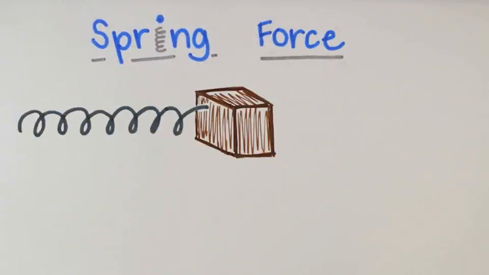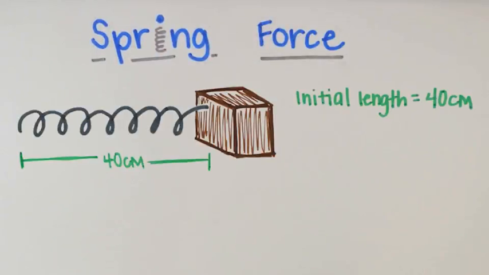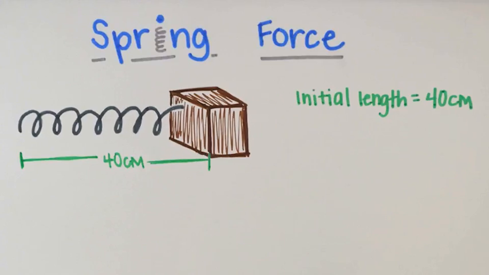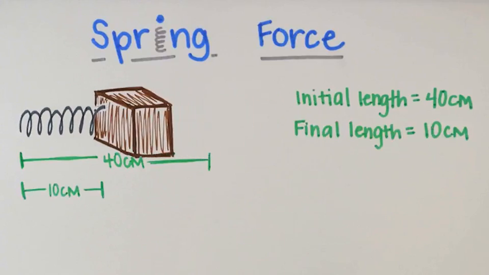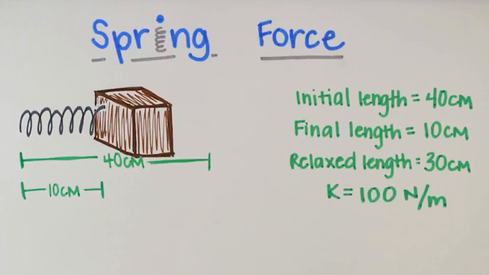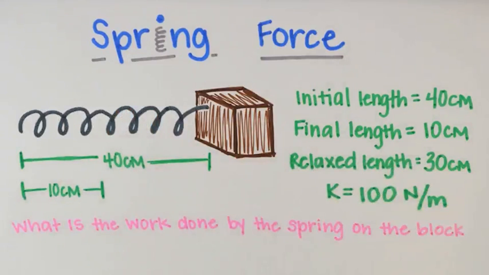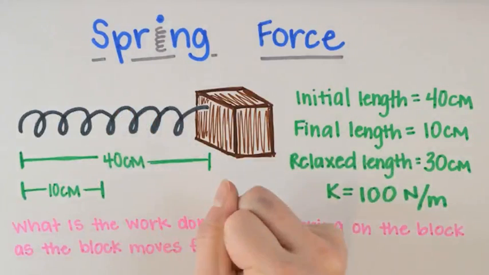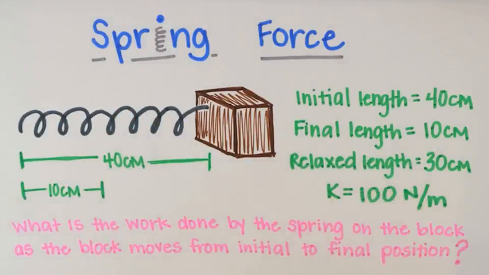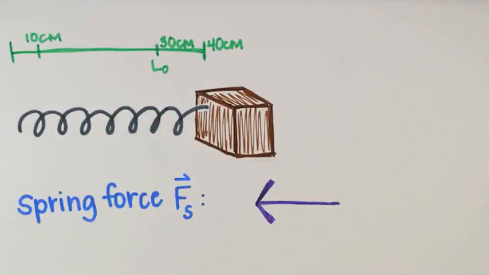Here's the situation. A spring is attached to a block as shown. Initially, the spring has a length of 40 centimeters. The block moves and the spring has a final length of 10 centimeters. The relaxed length of the spring is 30 centimeters, and the spring stiffness, k, is equal to 100 newtons per meter. What is the work done by the spring on the block as the block moves from its initial position to its final position? Here's a sketch of the problem.